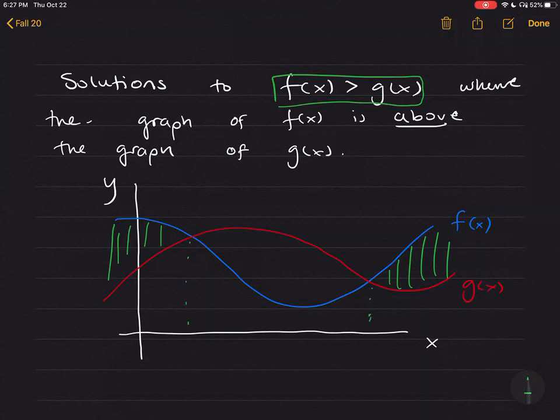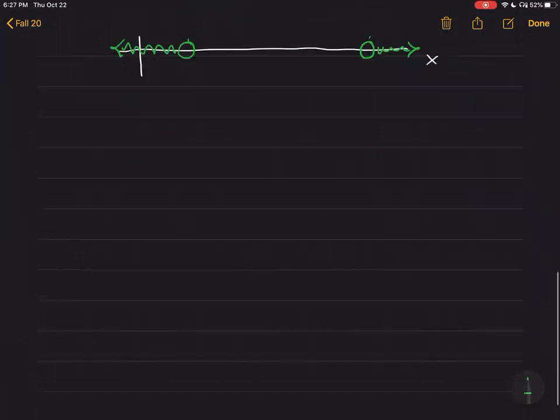since we're looking at strictly greater than, we're not including the endpoints. But if we were looking at greater than or equal to, we would include the endpoints, and then the solutions would be going off to infinity like that, assuming, of course, that f of x stayed above g of x. So yeah, let's look at maybe some examples as to how to apply this.